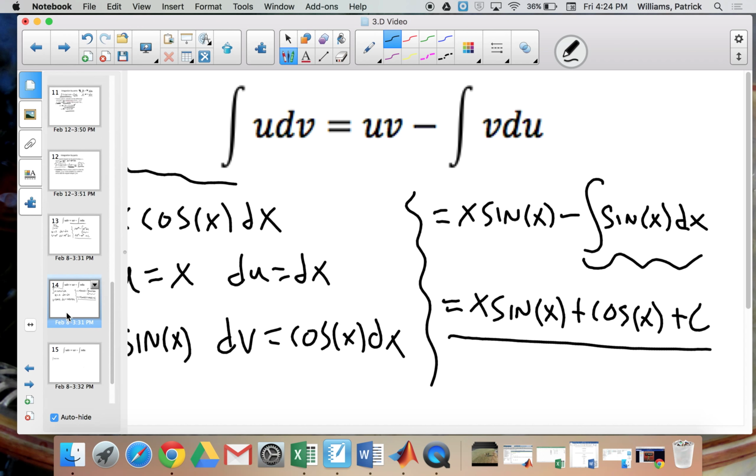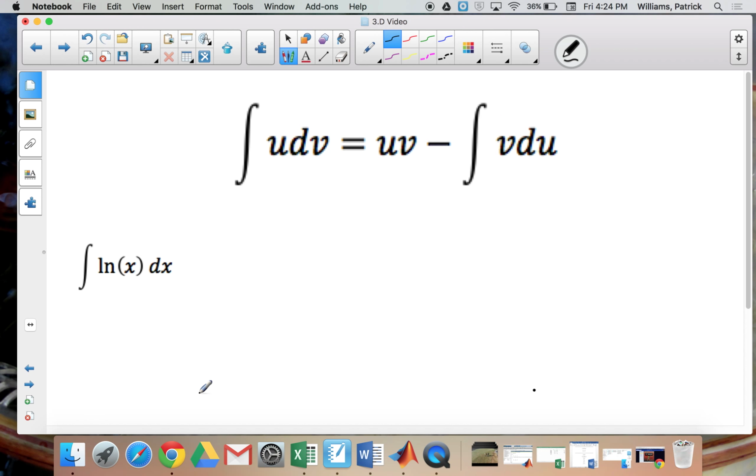Now this one is going to be a little bit different, okay? When you pick the u and the dv, you'll see that it's probably a little bit easier than you were thinking of making it. But pause the video, try to evaluate this integral. Remember that we don't know what the integral of natural log of x is. The integral of 1 over x is natural log of x, but we've never talked about what this integral is.